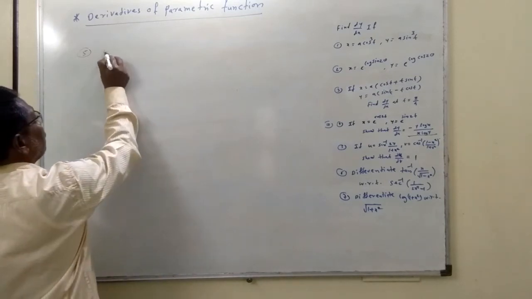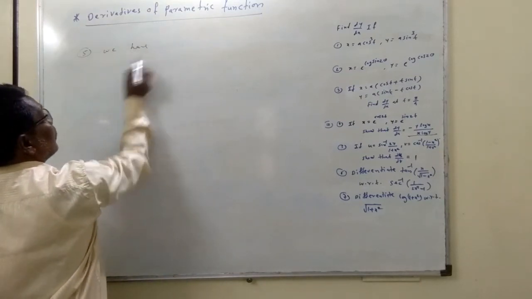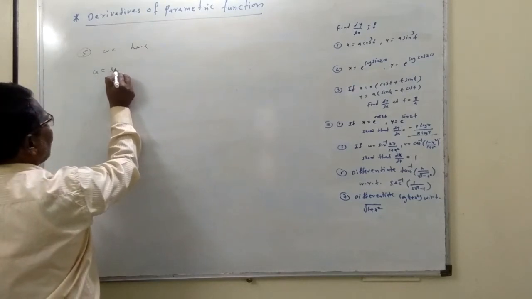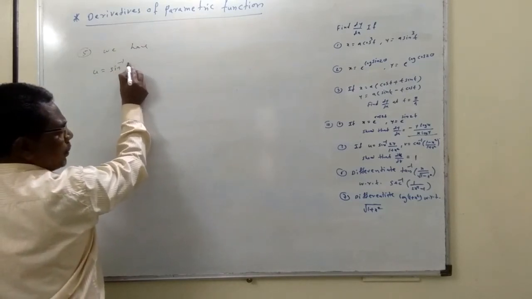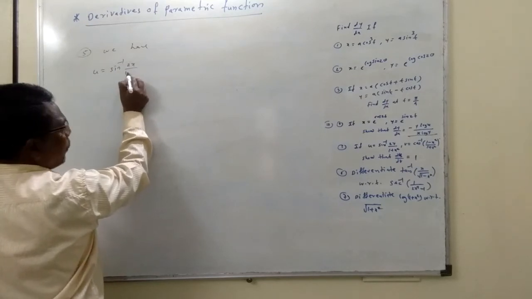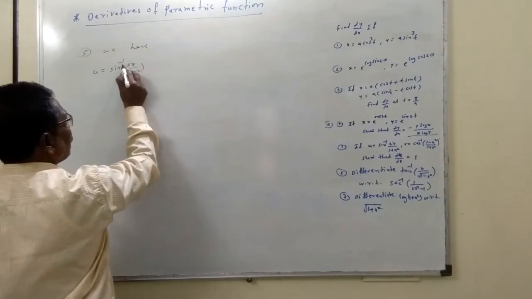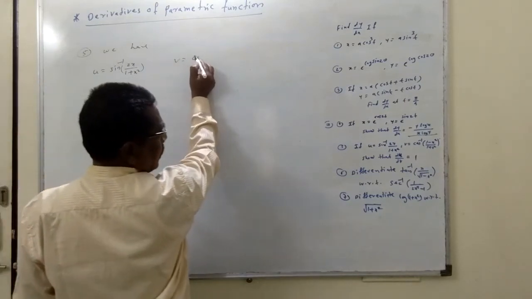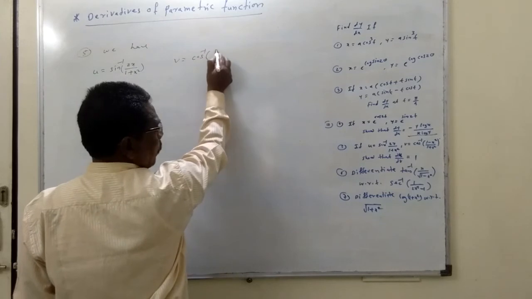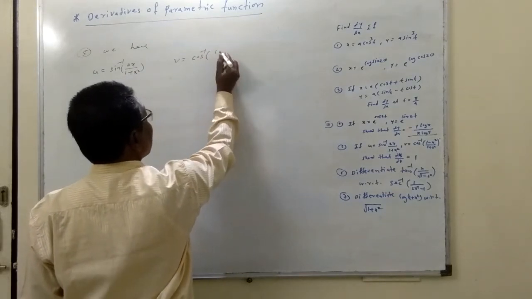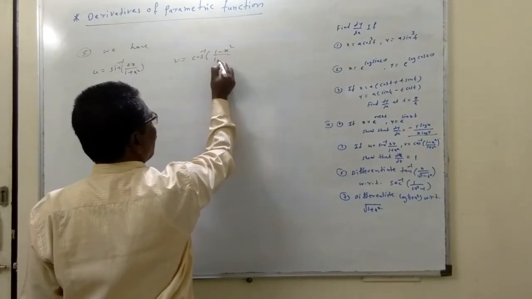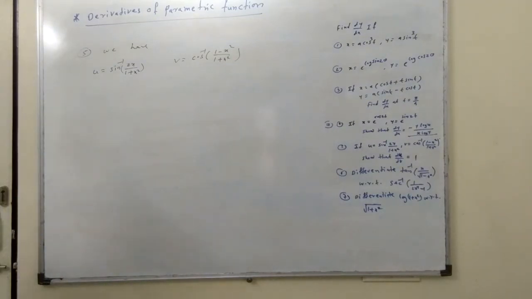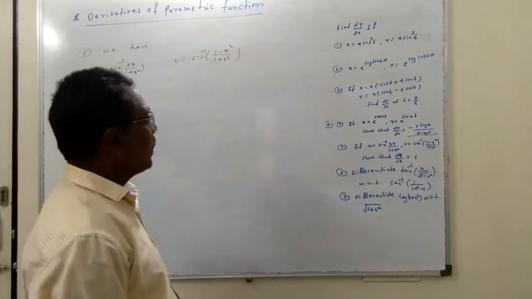So we have u is a function of x, u is equal to sin inverse of 2x divided by 1 plus x square, v is equal to cos inverse of 1 minus x square divided by 1 plus x square. Now here this is an inverse function, and again a parametric function, where x is the parameter.